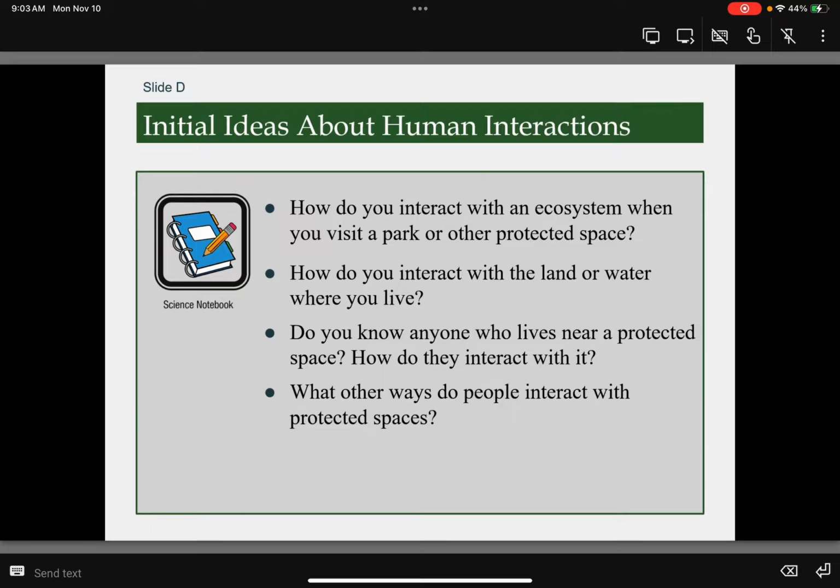It'll work. Alright, how do you interact with an ecosystem when you visit a park or other protected space? You observe it. Okay, so observing all the different things that are there.